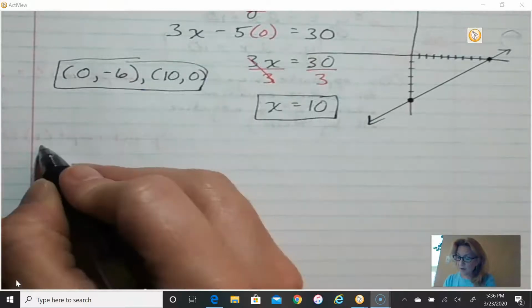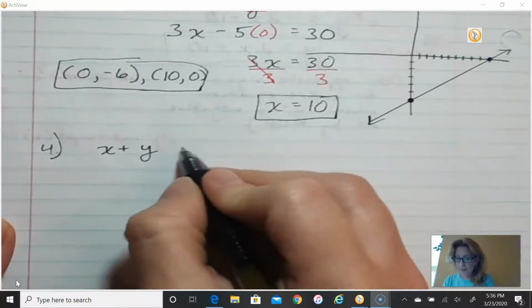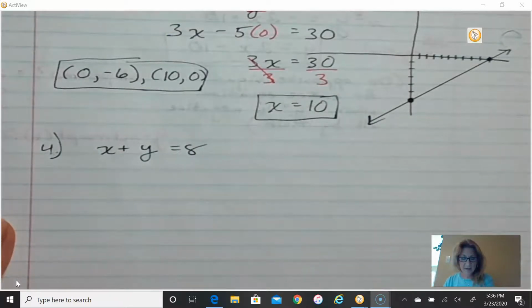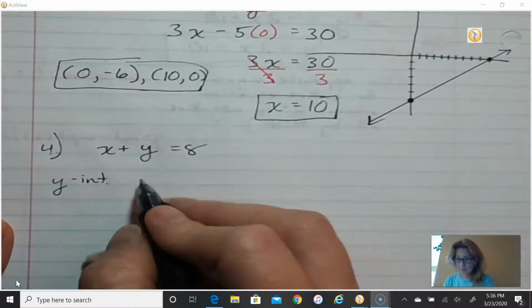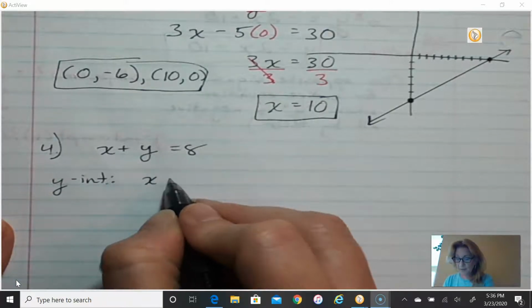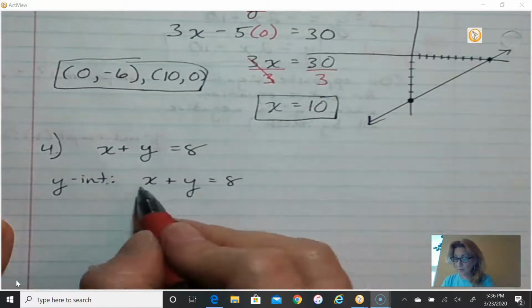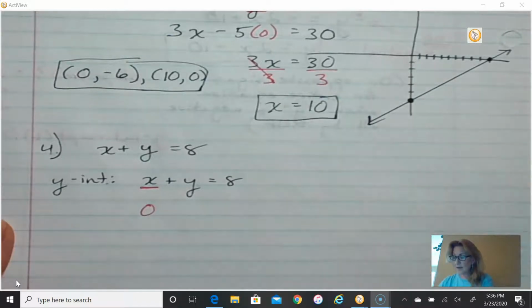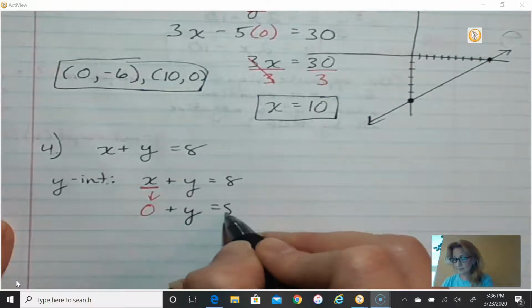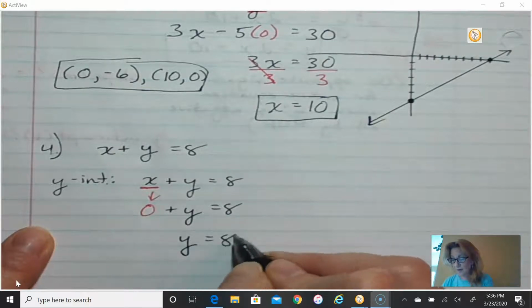Okay, number 4. That equation is x plus y equals 8. Okay, so let's find the y-intercept first. So x plus y equals 8. Because it's the y-intercept, we're going to sub 0 in for the x. Well, 0 plus y is just y, so y equals 8.